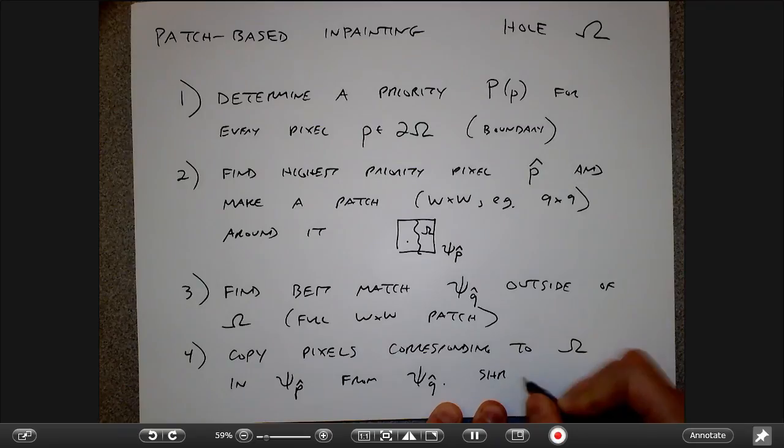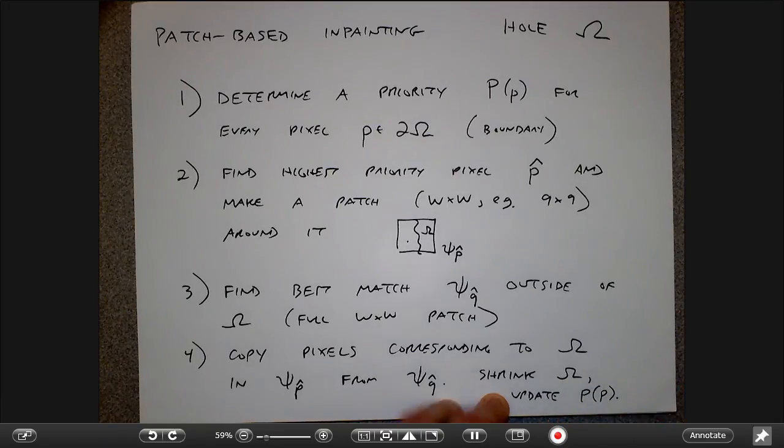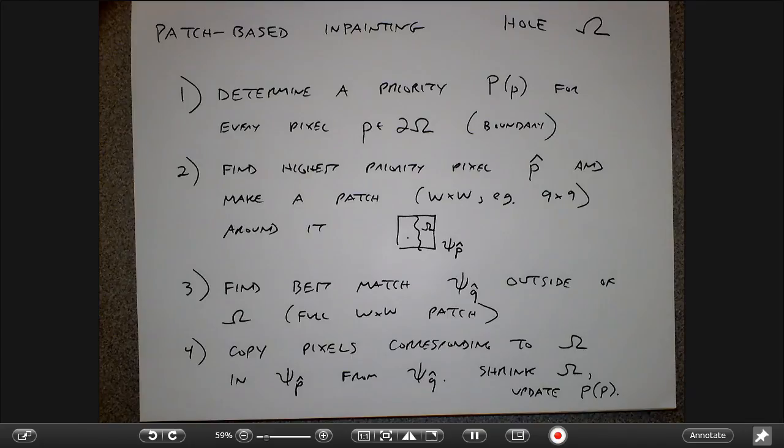And then I have to do some bookkeeping. I have to shrink my unknown region, and I have to update my priorities, right? So now once I've copied these pixels in, the inpainting region has gotten smaller, and I basically introduced some new boundary parts on the hole, right?